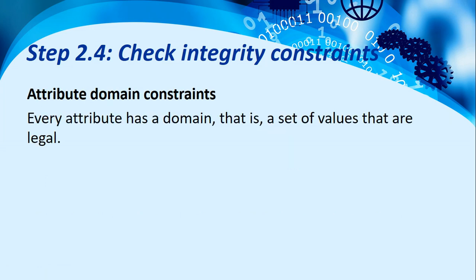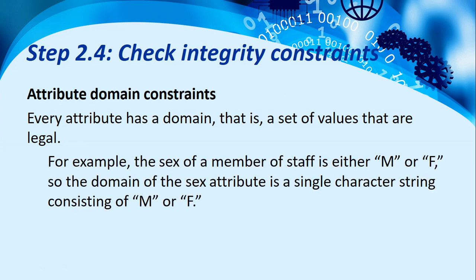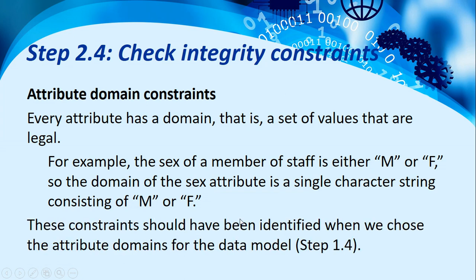Attribute domain constraints: every attribute has a domain, which is a set of values that are legal. For example, the sex of a member of staff is either M or F. So, the domain of the sex attribute is a single character string consisting of M or F. These are the only possible values of our sex attribute. In other scenarios, it could be male or female, not a single character but a varchar string. This constraint should have been identified when we chose the attribute domains for the data model, step 1.4. Anyway, this is just a review.